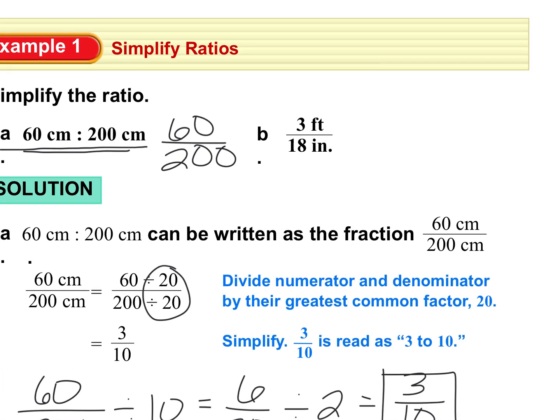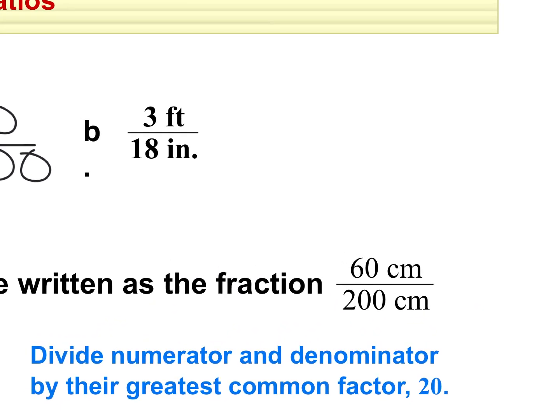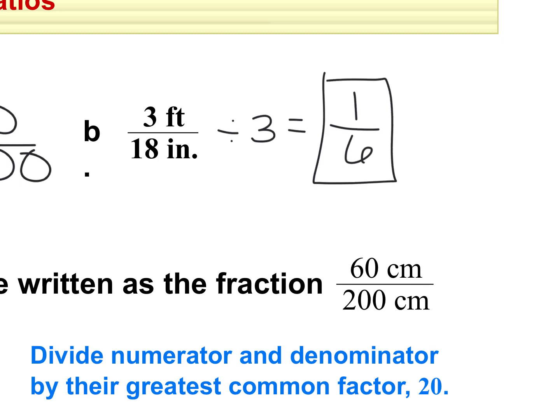Okay. Looking at B, it's already written as a fraction, which we like. But what do we not like about it? You can simplify it. What number goes into both 3 and 18? 3. So I'm going to divide both of these by 3. 3 divided by 3? 1. 18 divided by 3? 6. Can we go farther? No. So we're done. Okay. Any questions with those?